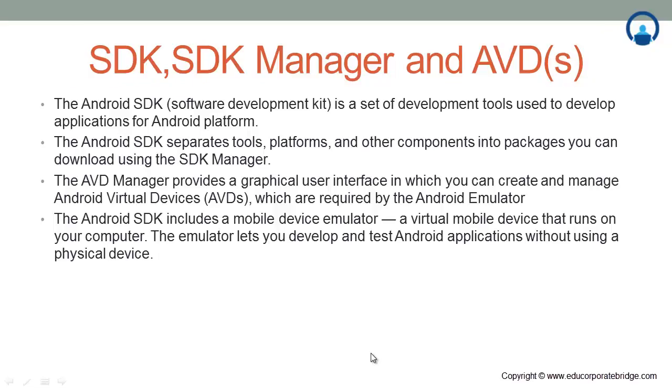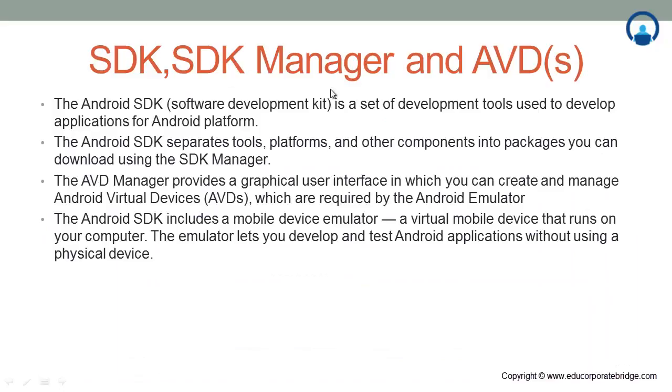So what is SDK? The Android SDK or Software Development Kit is basically a set of development tools used to develop applications for the Android platform. Suppose you are writing Android code. There should be something that understands that Android code. So for that we need to plug the Android SDK into Eclipse so that it could understand the Android code which we'll be writing to code our Android applications.